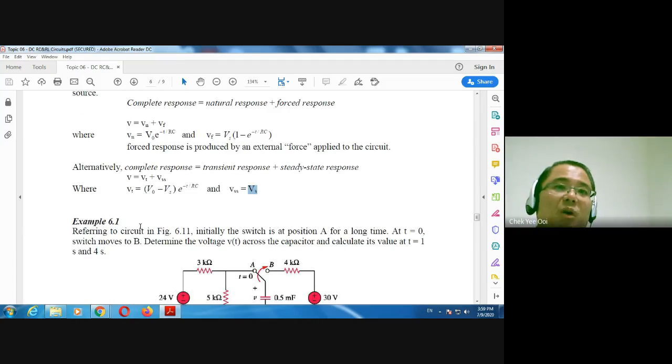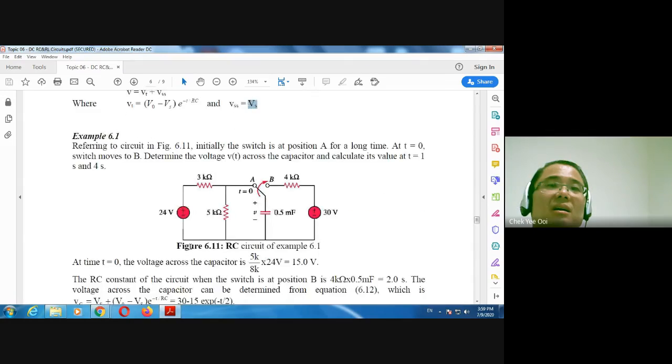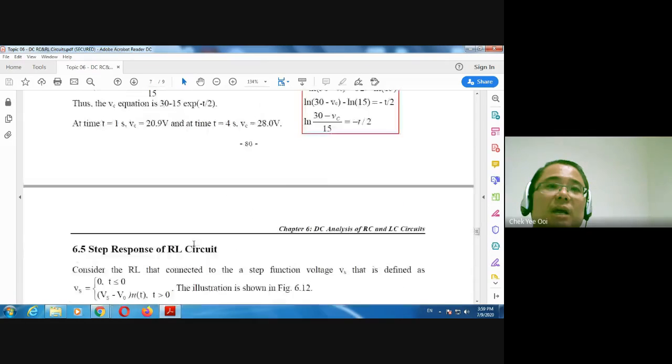Example 6.1 we will cover in the full lecture. When you study the full lecture, we will cover it.